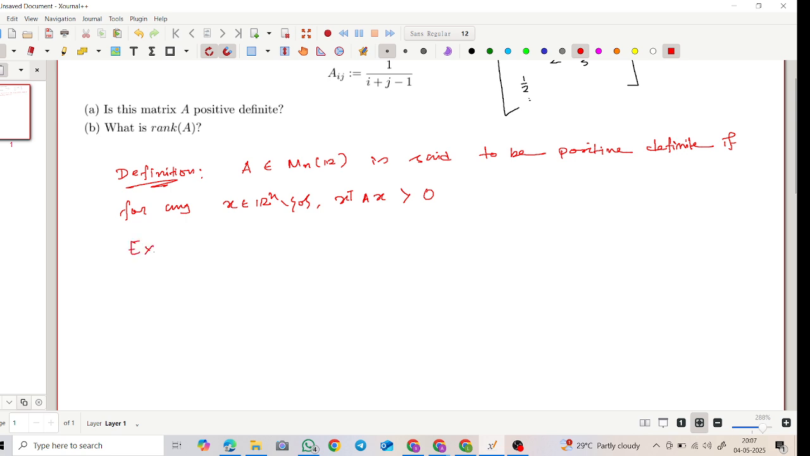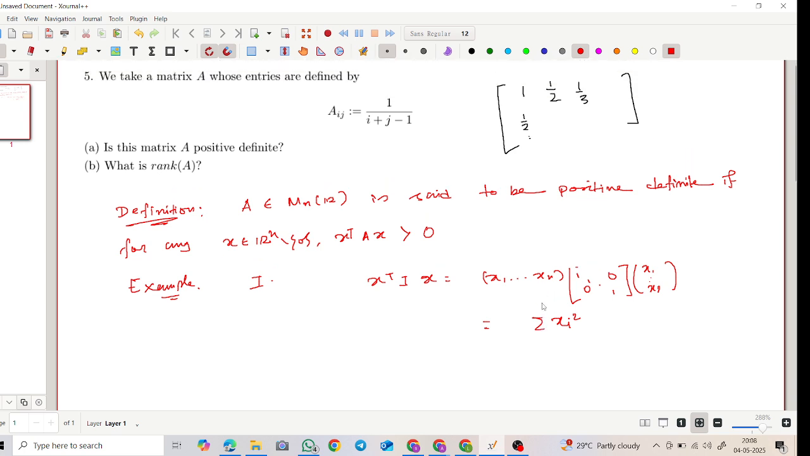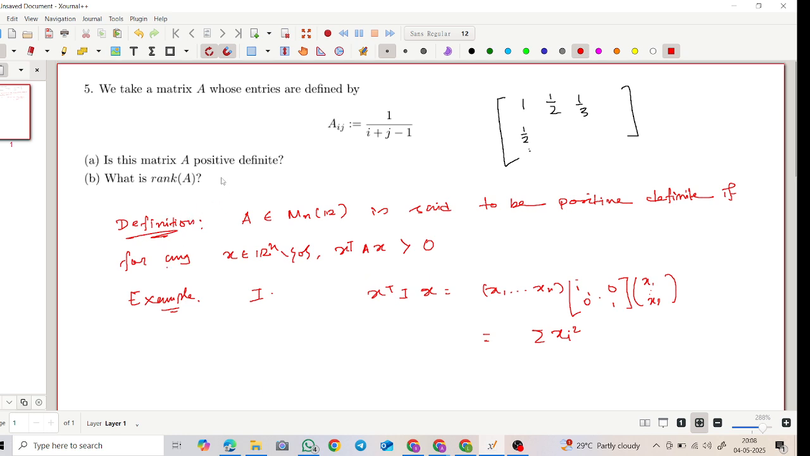An immediate example is the identity matrix. You just take x transpose Ix, which is x transpose x. Suppose you write x like this, you will see that this is the sum of x_i squared. If x is non-zero, the summation of x_i squared is also non-zero. So this is the definition of a positive definite matrix. One example of the definition. But you have been given this problem. Do you have any idea how to approach it?